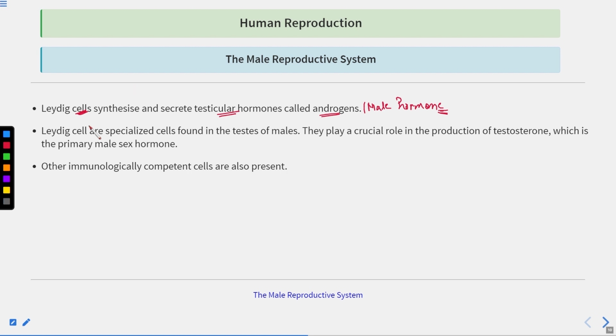Now, what are Leydig cells? These are specialized cells, also known as the interstitial cells, which are found in the testes of the male. They play a crucial role in the production of testosterone, which is the primary male sex hormone. Now, other immunologically competent cells are also present in the testes.